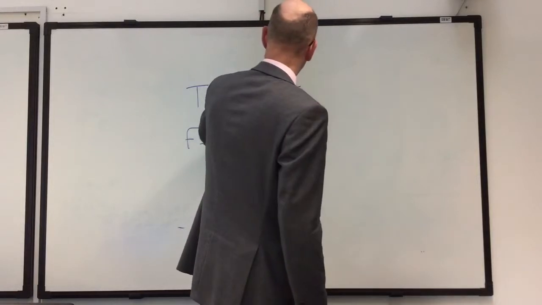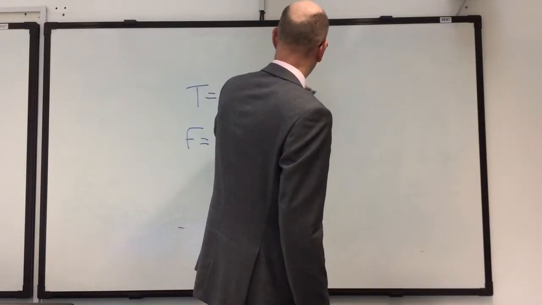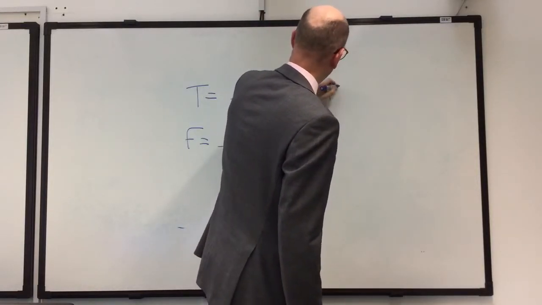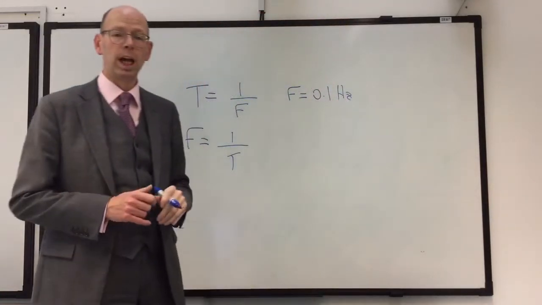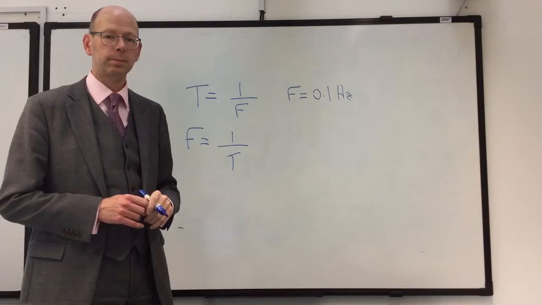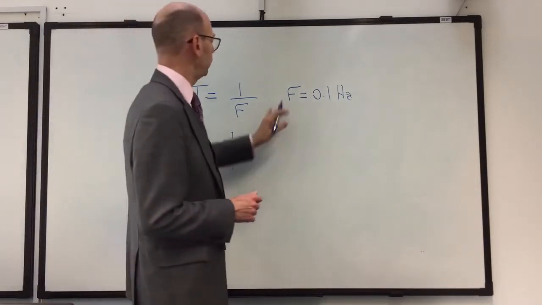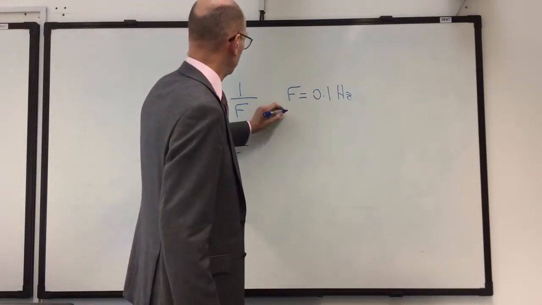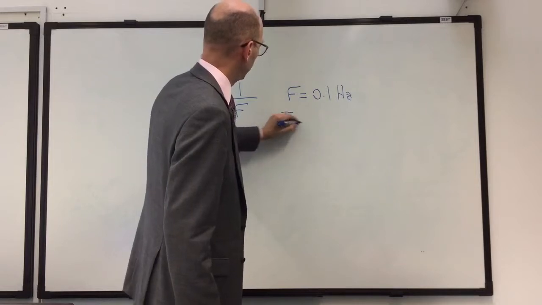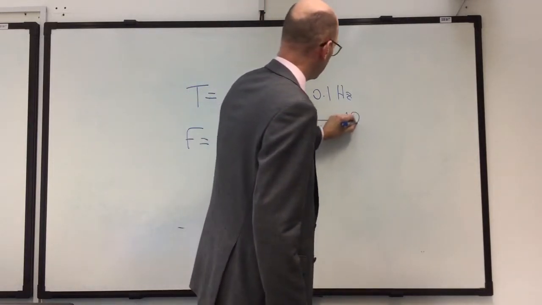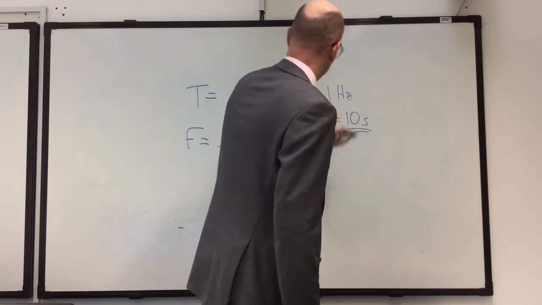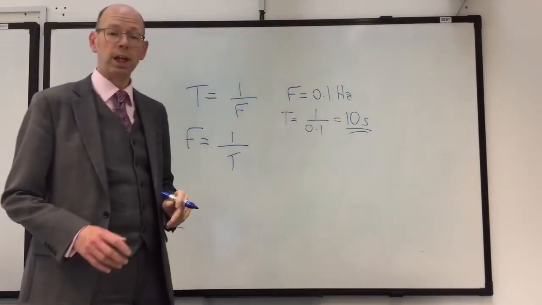Suppose the frequency is 0.1 hertz. Pause the video, see if you can work out what the time period is. Okay, we've got a frequency of 0.1. Let's substitute into the equation. The time period is 1 over 0.1, which is going to be 10 seconds. And we can go the other way as well.